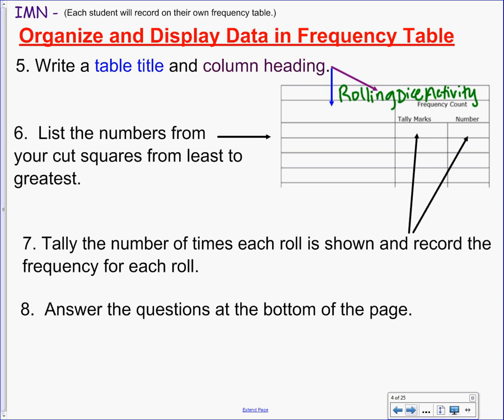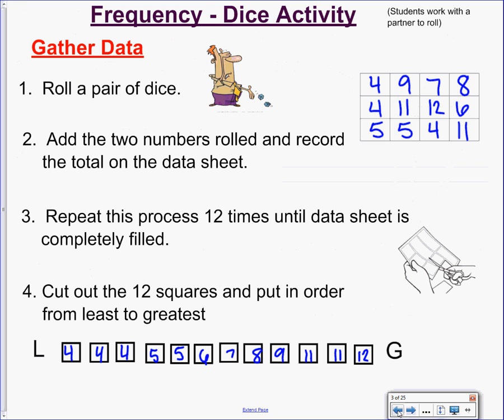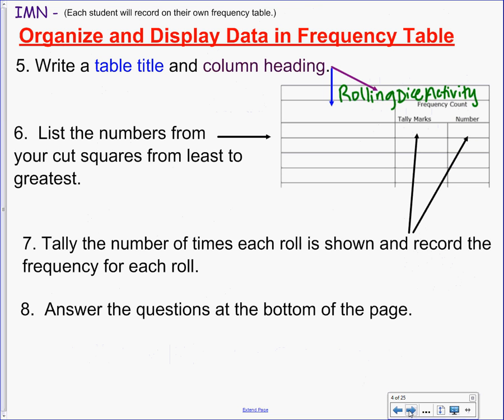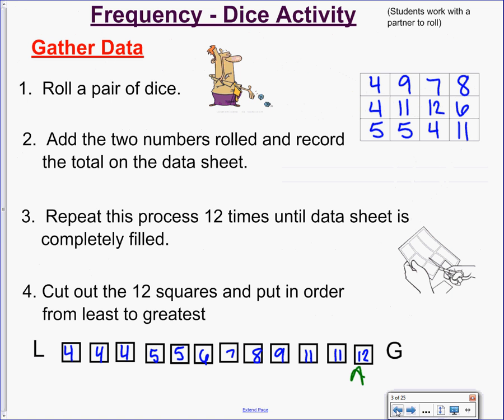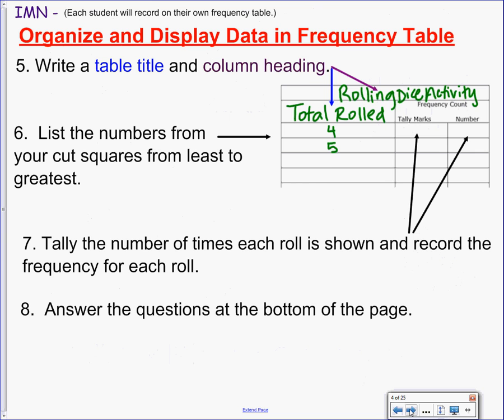And then we came up with a column heading, which, since it's representing these numbers down at the bottom here, we said those were the totals of all of our rolls. So it would be total rolled. And then they used the cards that were in order from least to greatest to fill in the column. So 4, 5, remember, did I have a 6? 6, 7, 8, 9, 11, and 12 were mine. And their table was longer.